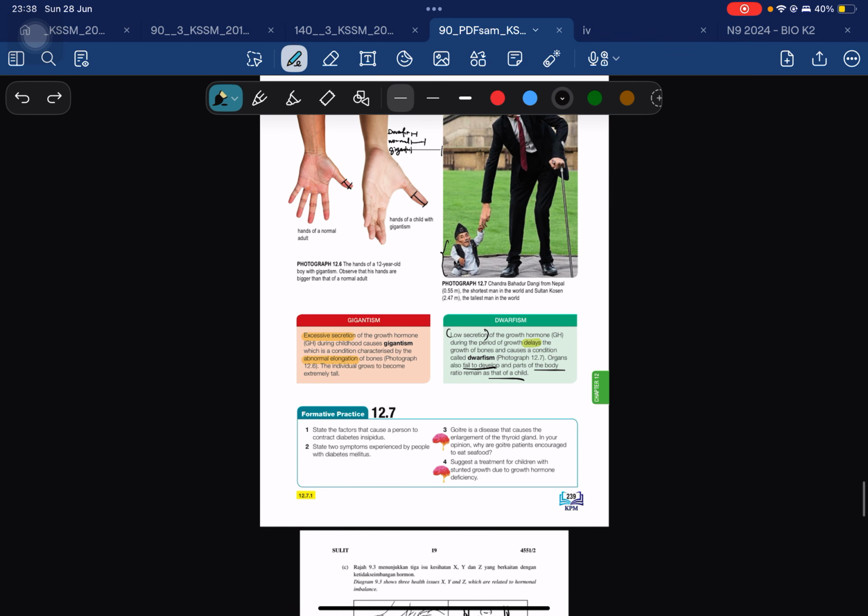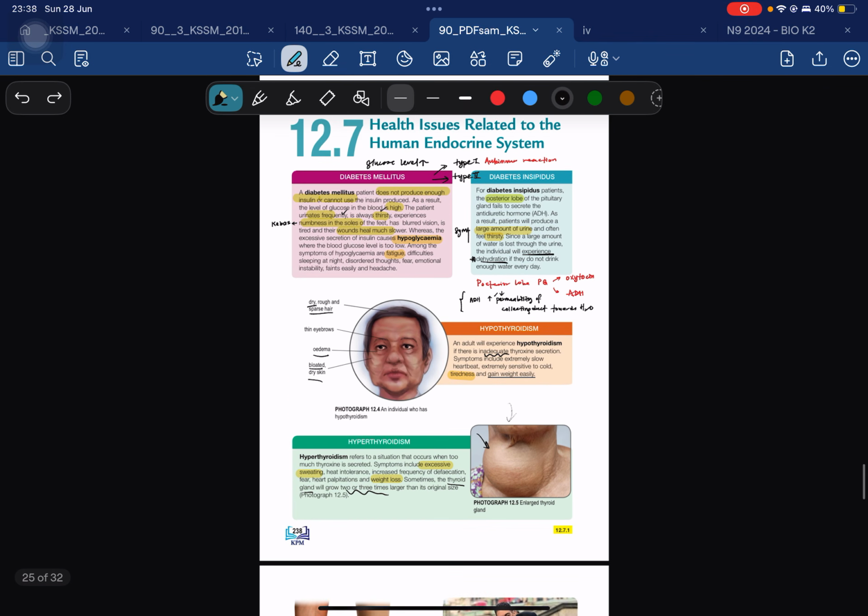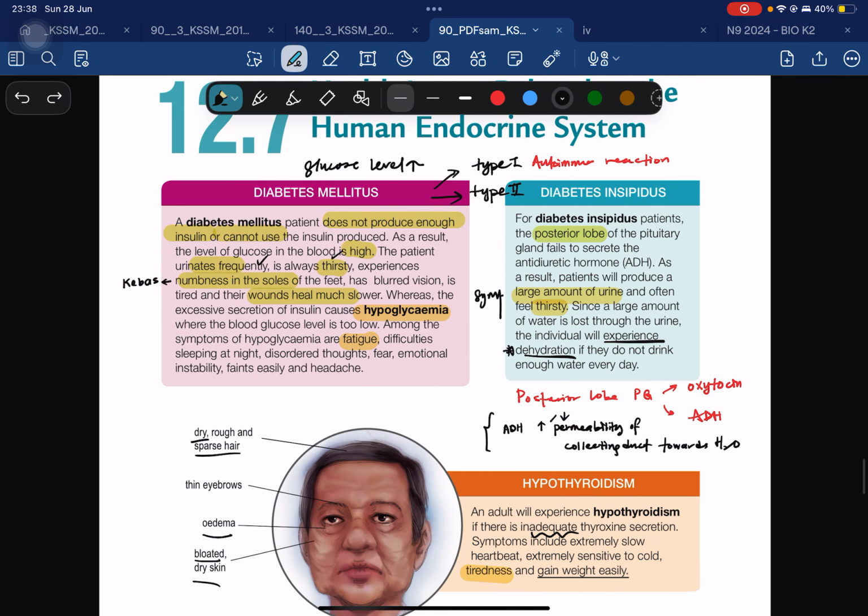So now we make a summary about all of the health issues related to hormone imbalance. First is diabetes mellitus. For diabetes mellitus, there will be maybe hypoglycemia and even hyperglycemia. For hypoglycemia, because of excessive secretion of insulin. And for diabetes mellitus, because the body cannot produce enough insulin, causing blood glucose level to increase pretty high.